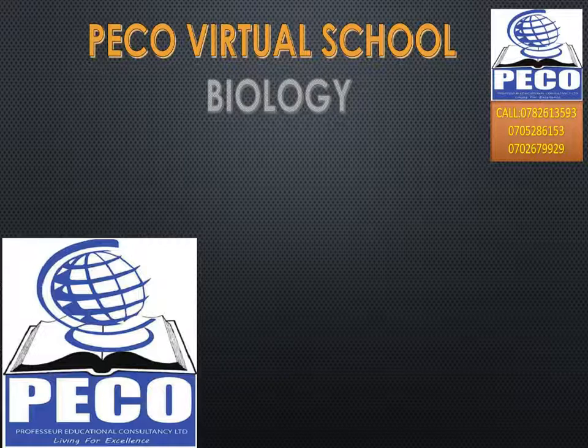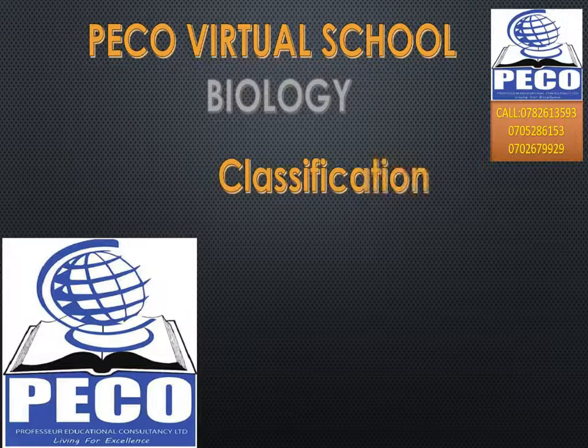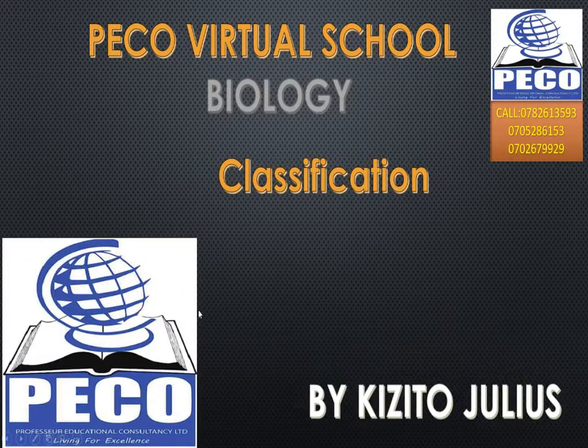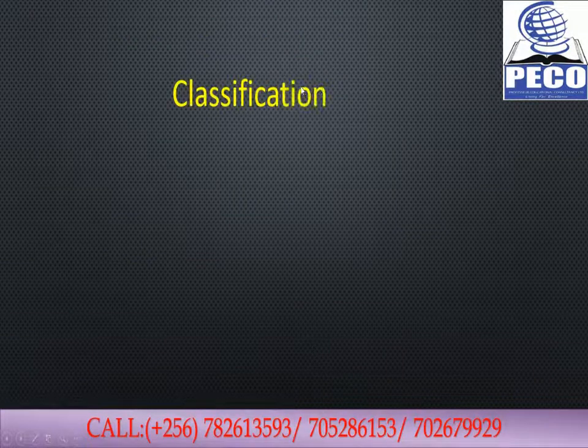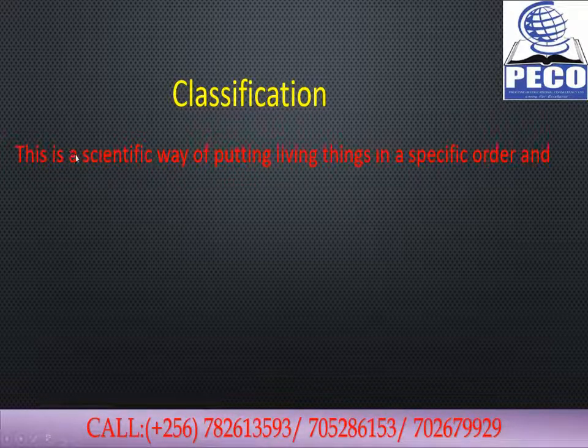Well, think about that. But we are here for classification, as we left last week. And your teacher is Mr. Kizito Julius. We look at classification, and the question is, what is this classification? What does it mean? What is involved? Classification is a scientific way of putting living things in a specific order and giving them a name. You get things, put them in an order, then you give them a name. Simple like that.